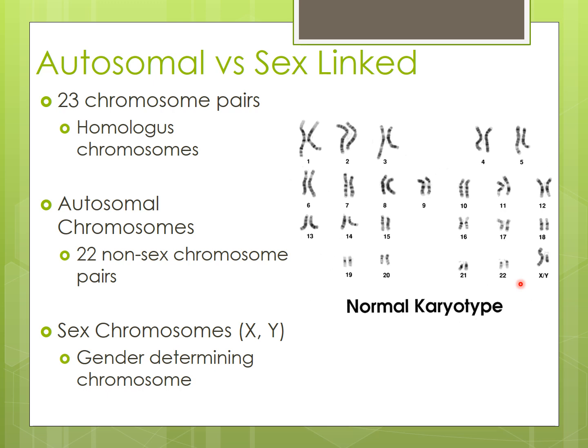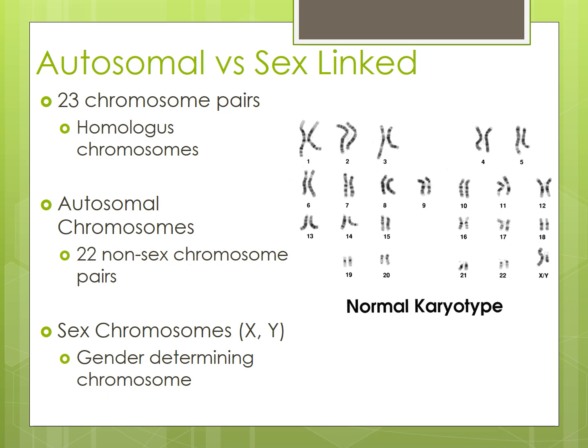Now this karyotype, or the chromosomes within an individual, break down to two types. We have the autosomal and the sex chromosomes. The autosomal chromosomes are the 22 non-sex chromosomal pairs, so they are labeled 1 through 22 in our karyotype here. And then we have this pair at the end. These are the sex chromosomes, either X or Y. If an individual is XY, he is male. If an individual is XX, she is female. So those sex chromosomes are the gender determining chromosomes.